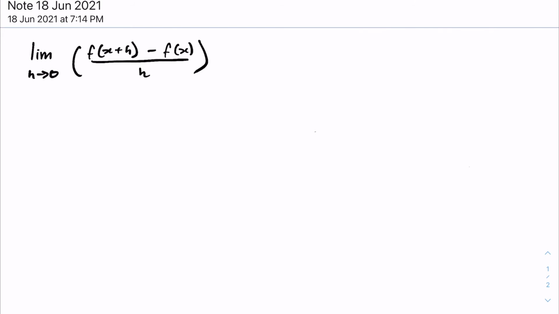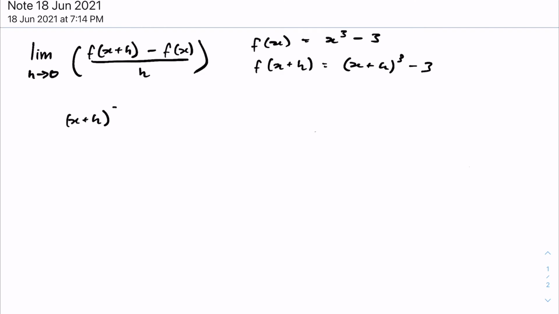Okay, so let's try one more example to show how first principle works. Let's say that f of x is equal to x cubed minus 3. Then we know that f of x plus h is equal to x plus h cubed minus 3, since we substitute x plus h into all the x values. Okay, now we're ready to go. So let's substitute f of x plus h into our equation, giving us x plus h cubed minus 3, and then subtract f of x, which is just x cubed minus 3. We'll put that in brackets. And then we divide it by h.